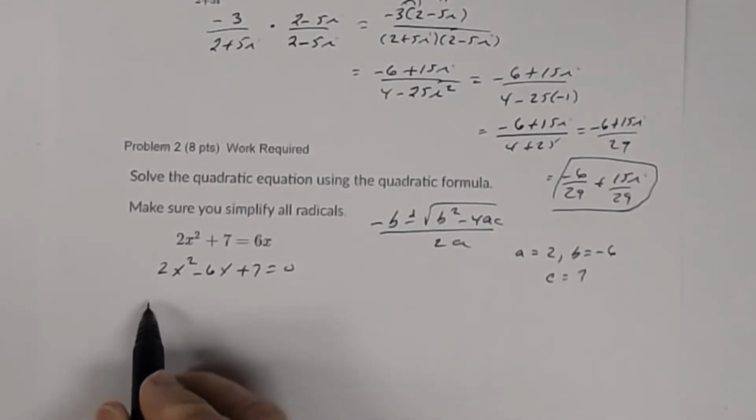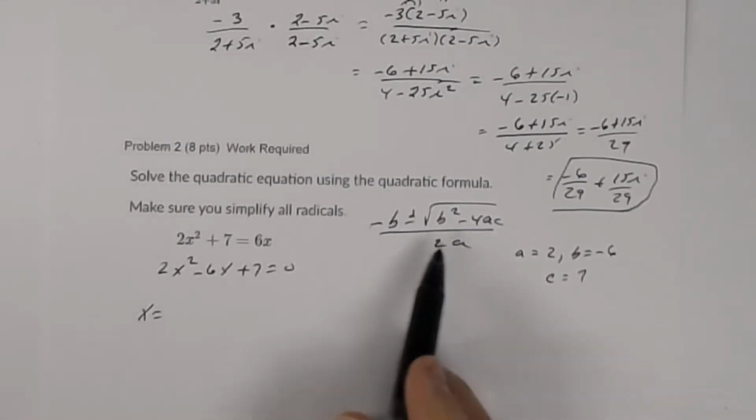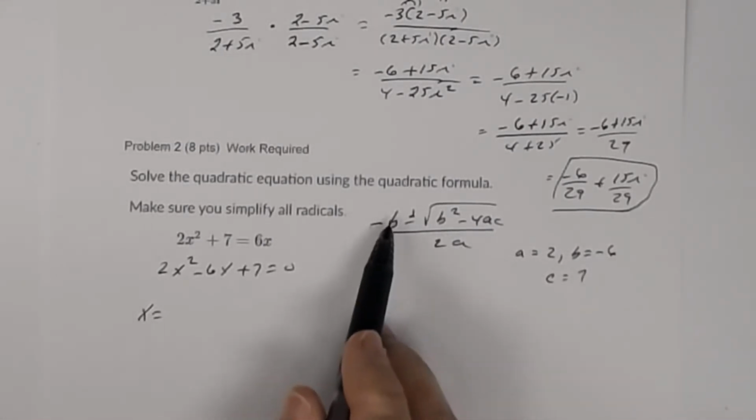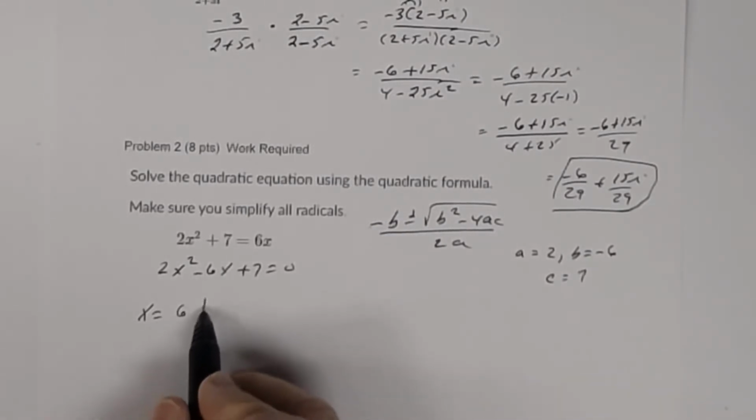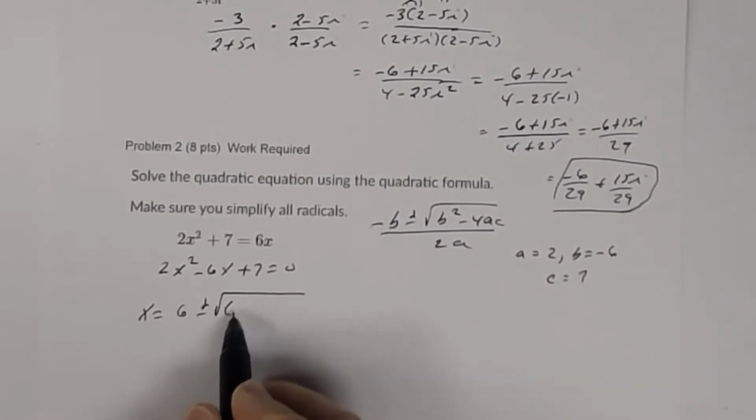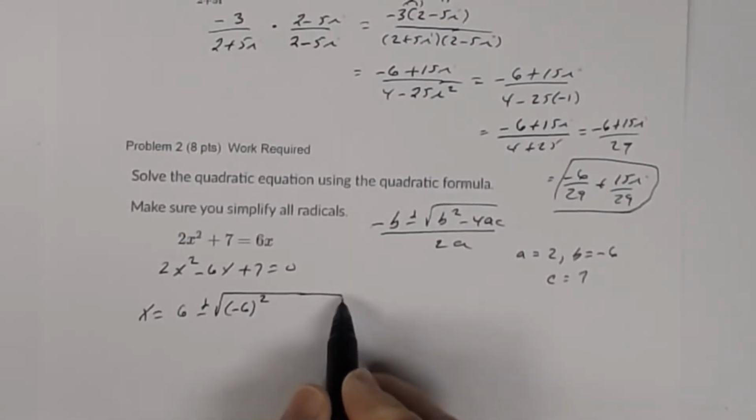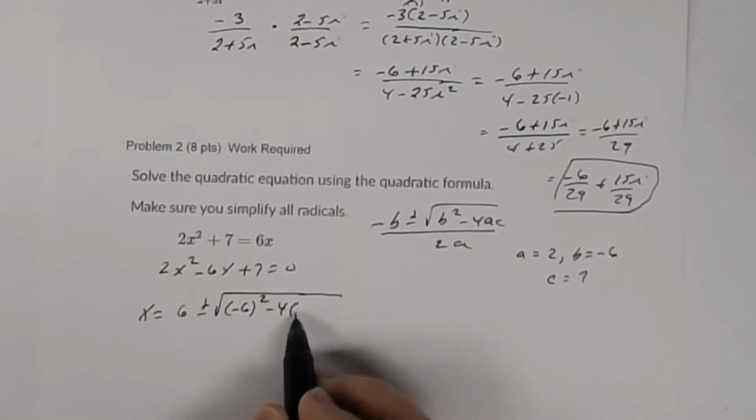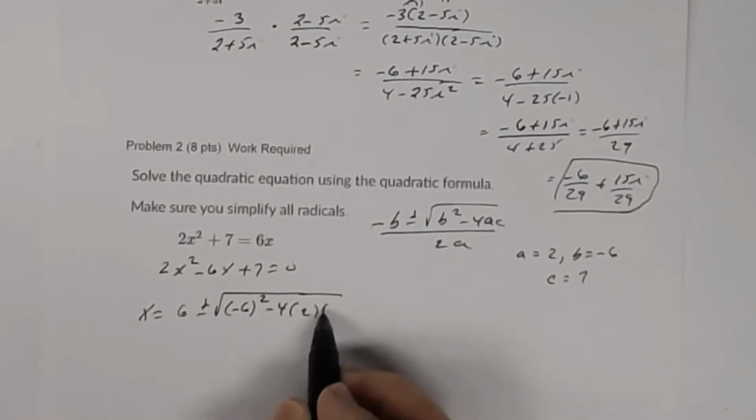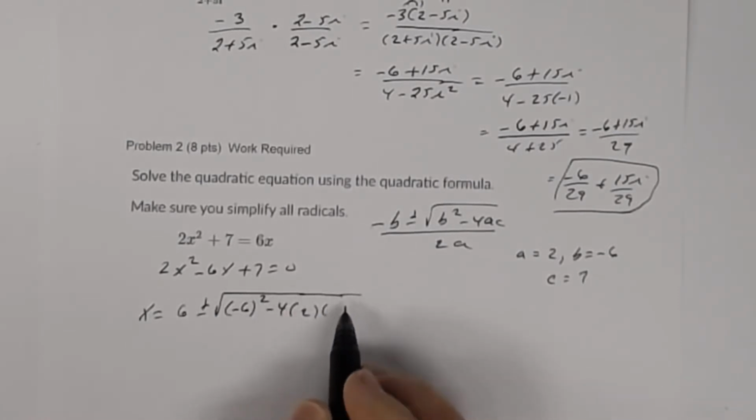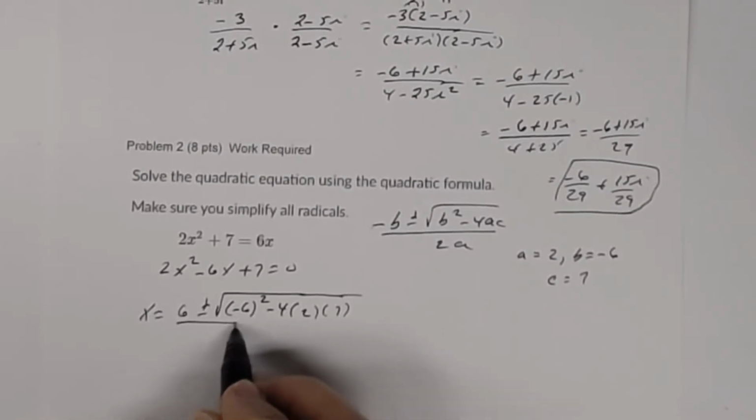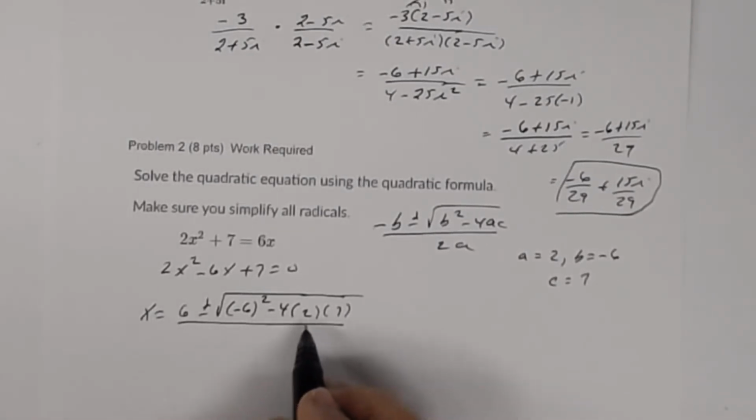And so to find the solutions, we're going to say x equals the opposite of b. Well, b is a negative 6, the opposite of a negative 6 is a positive 6, plus or minus the square root of b, which is a negative 6 squared. Notice I put that in parentheses, that's important, minus 4 times a, which is 2, times c, which is 7. Make sure you say all of that is being divided by 2 times a, and remember a is 2.